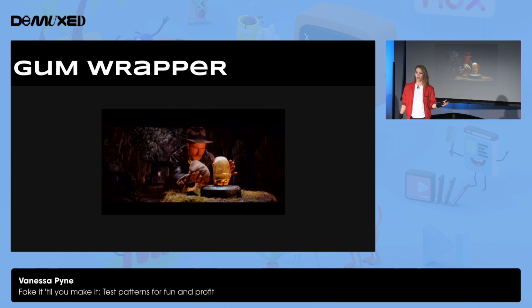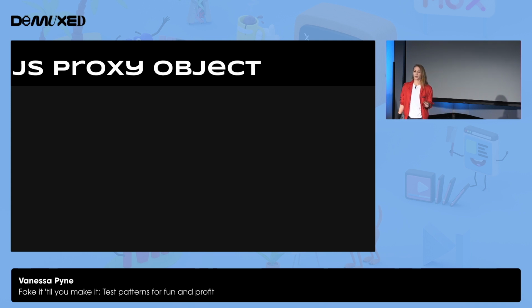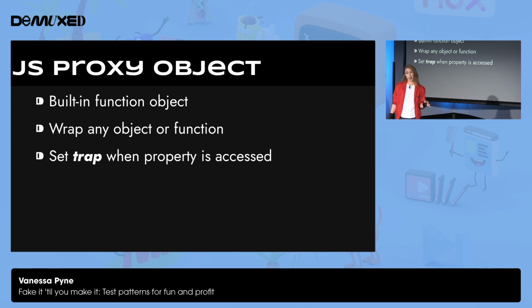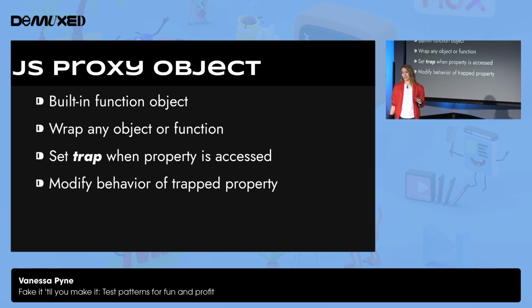When getUserMedia is called, instead of returning the actual media stream, we're going to return a different one. So my favorite way to accomplish this is with a JavaScript proxy object. Proxy objects are for functions what WebDrivers are for browsers, invaluable for reflection and testing. If you know about JS proxies, you already see where I'm going with this, but for those who don't, proxies are a built-in function object in which one can wrap any object or function and set a trap for when a certain property is accessed. One can then just observe or modify the behavior of a trapped property.